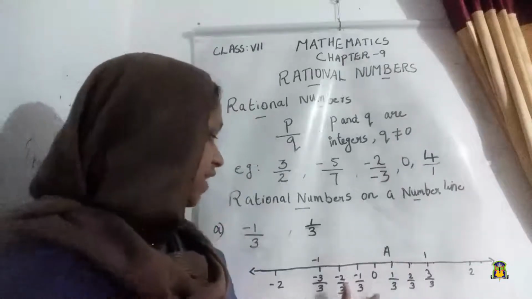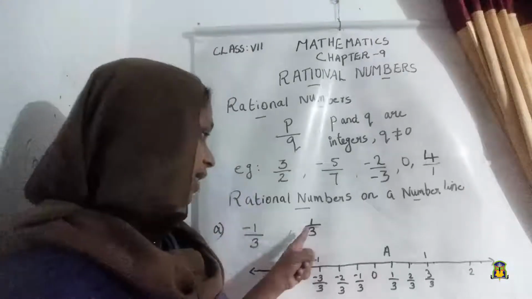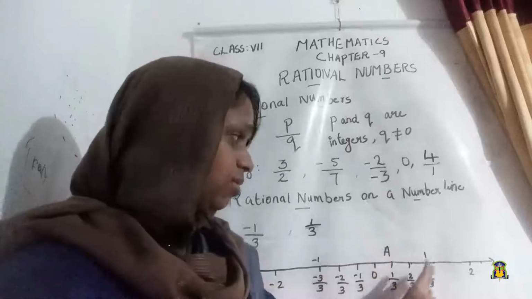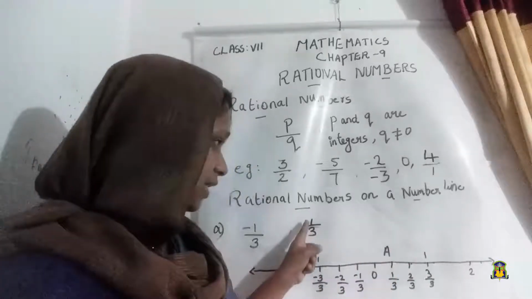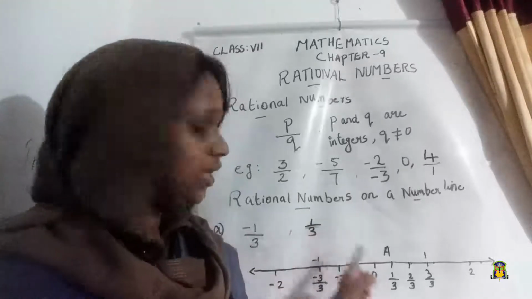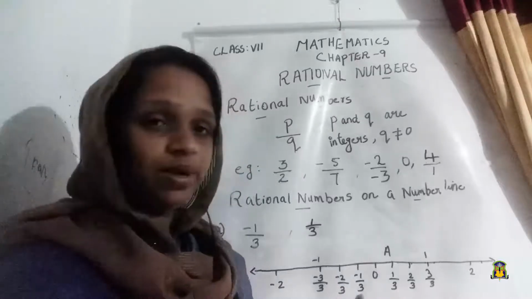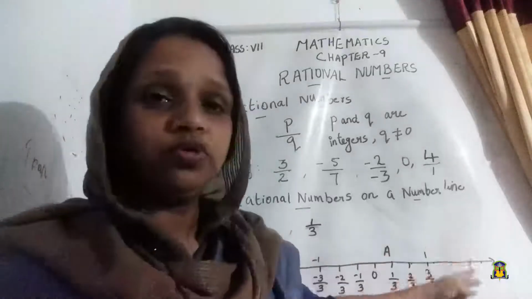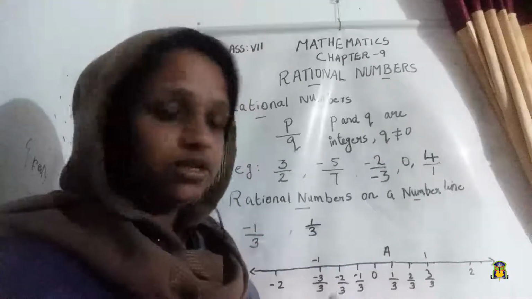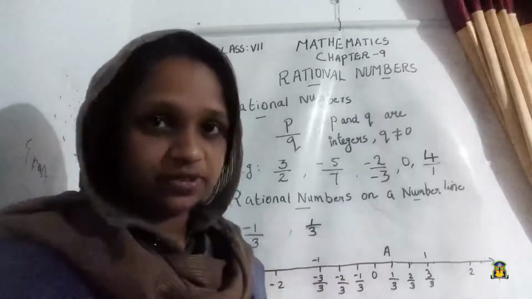Okay, so this way we are representing rational numbers on a number line. You see the denominator first, and divide into equal parts. Then it is asked to plot one part out of 3, 1 by 3. So here I plot 1 by 3, then here negative 1 by 3. If you want to plot a positive rational number, we plot to the right side. If negative, then to the left side.